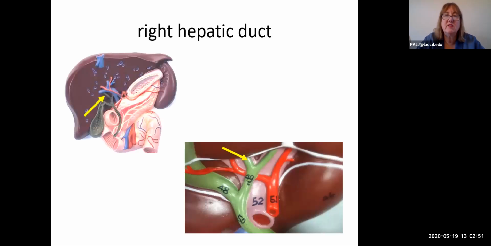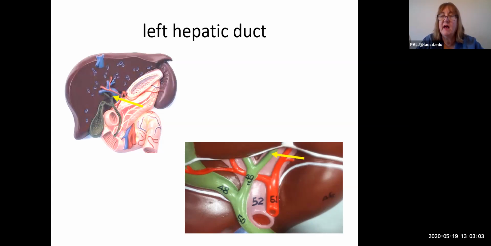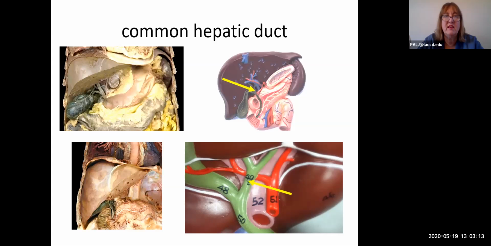So the first structure is going to be draining bile from the right side of the liver, and that is the right hepatic duct. And in a similar fashion, from the left side of the liver, you would have a left hepatic duct. So now that the bile is in the right and left hepatic ducts, those two ducts are going to join together and form the common hepatic duct.